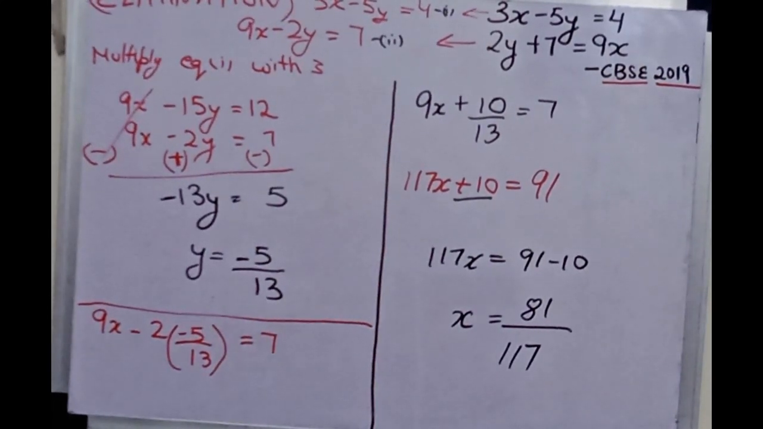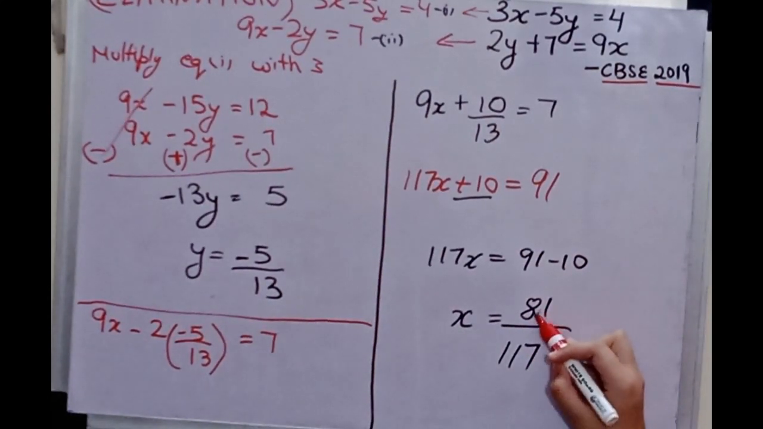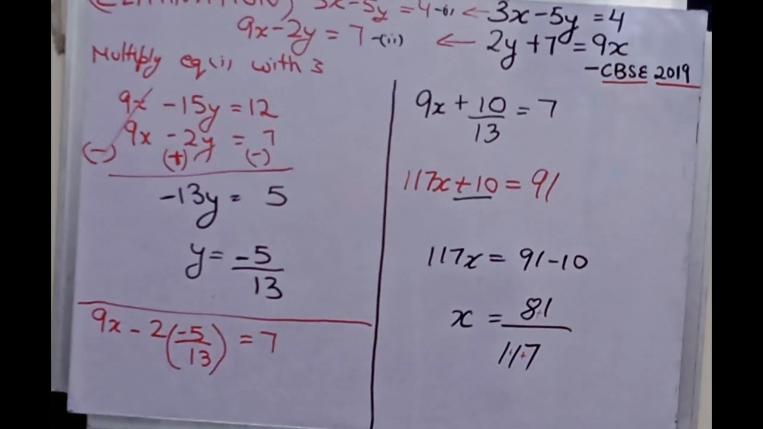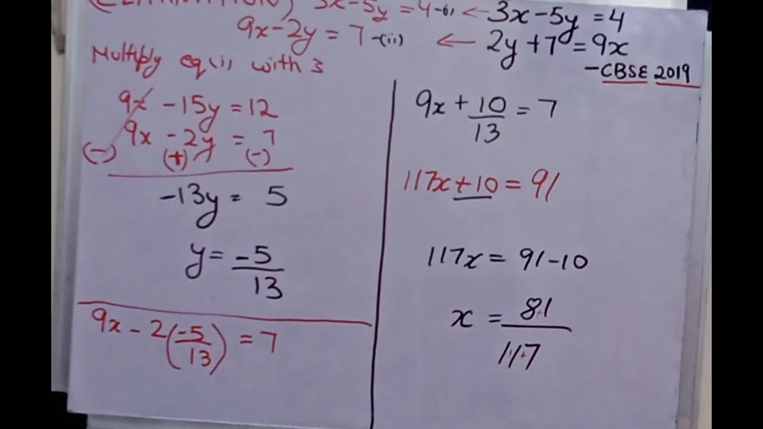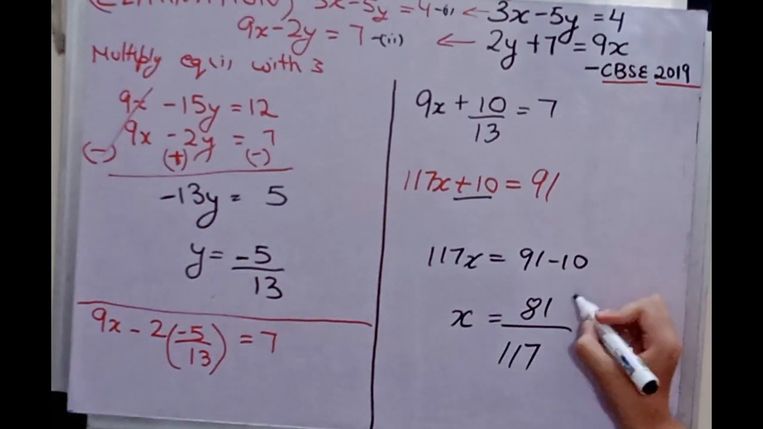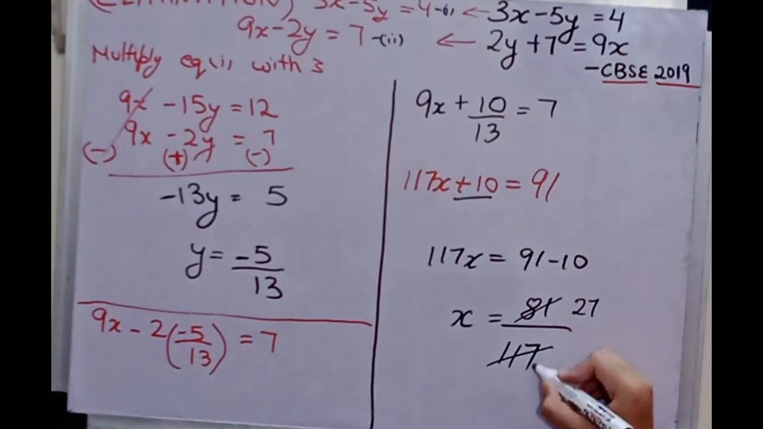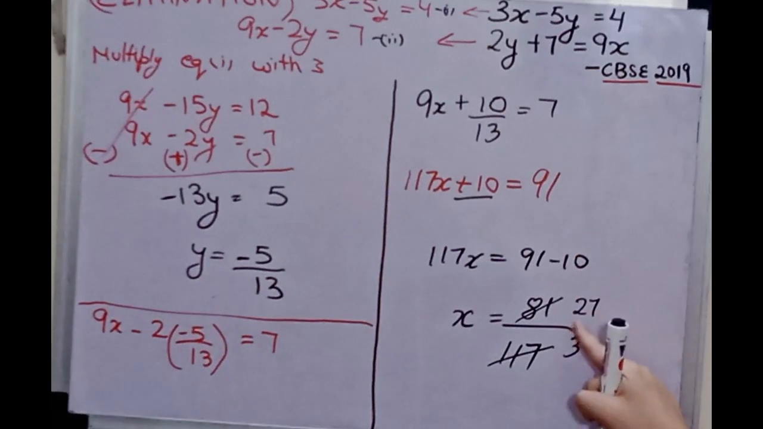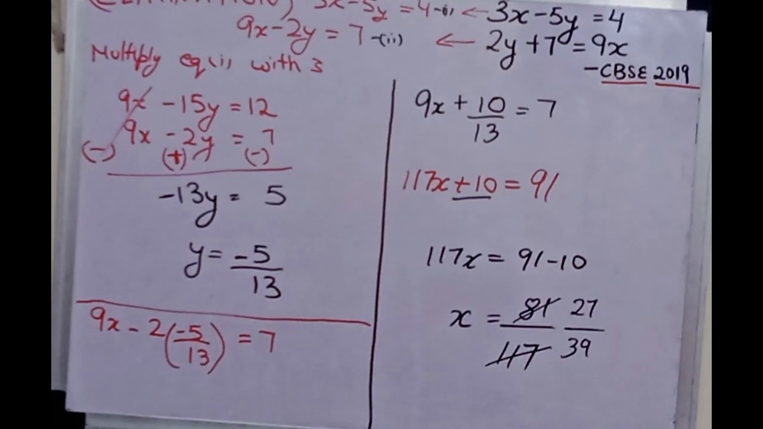Now we can cancel it with 3. You can use a simple process as well: if you add the digits of a number together and the sum is divisible by 3, then the whole number will be divisible by 3. Like 8 plus 1 is equal to 9, and 9 is divisible by 3. Same here, 1 plus 1 plus 7 is 9. So these two numbers are divisible by 3. If I check, 81 gives 27, and 117 gives 39. I think it can be further divided by 3 as well.